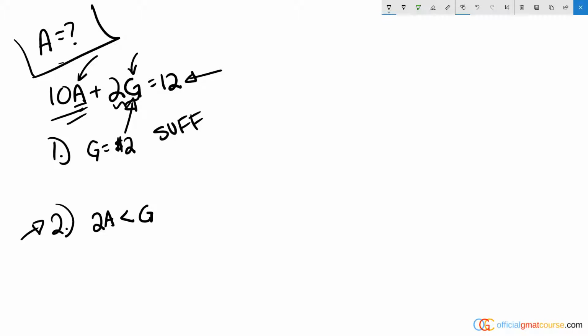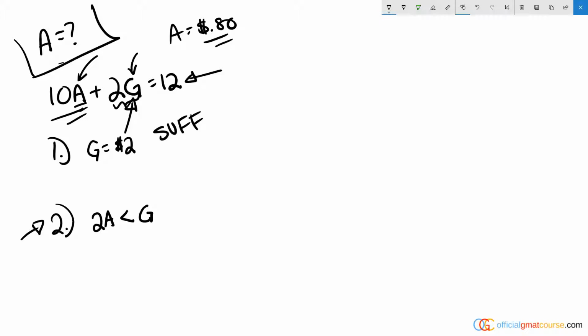Because since we already solved that A equals 80 cents here, it's important to remember that these two statements cannot disagree with each other. The author actually knows what the hard numbers are that we're dealing with. He's just not telling us right away. In statement two, he says that 2A is less than G. Well, I already know that A is 80 cents.